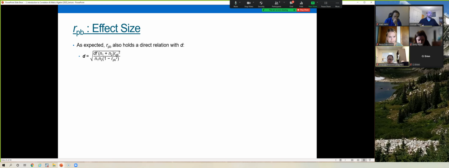It's the exact same thing as previously with my Pearson correlation, being able to move back and forth between these different metrics. So if I have a point biserial correlation and I want to calculate a d statistic, it's going to be the degrees of freedom of the first sample plus the second sample, since the degrees of freedom between my samples aren't going to differ because they're the same for both measures, right? Times the square root of my point biserial over the sample sizes times 1 minus my point biserial squared. So we can go back and forth and translate that.